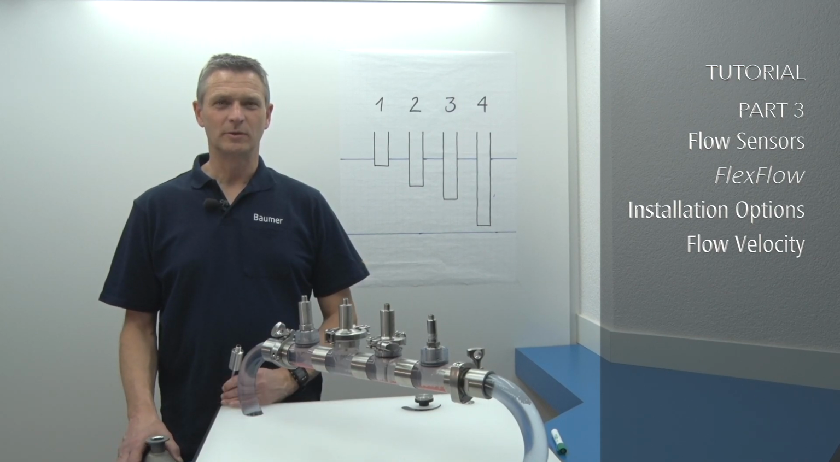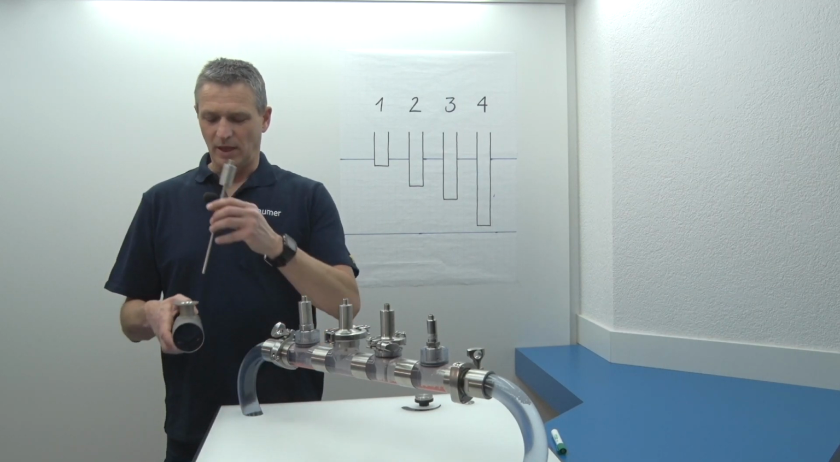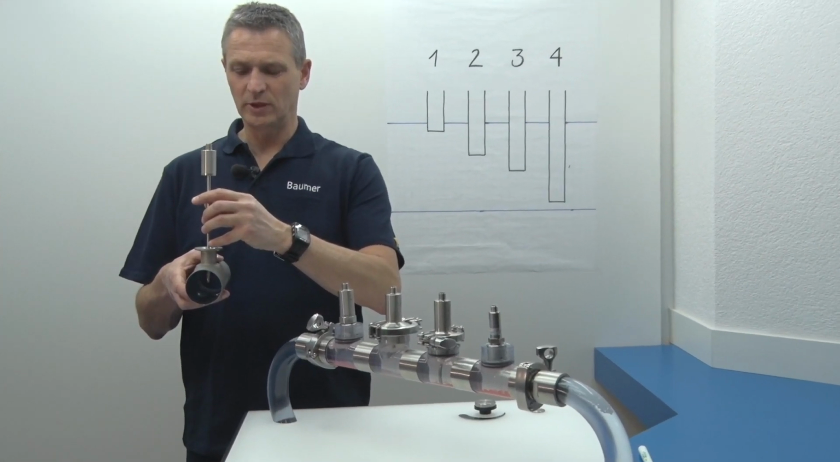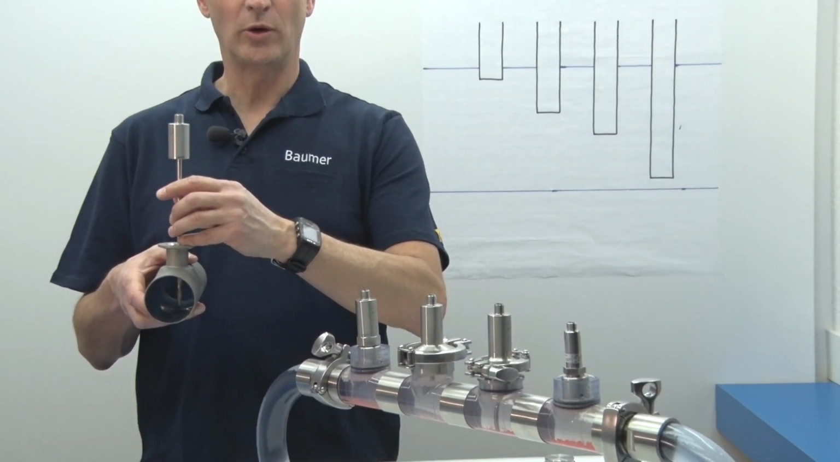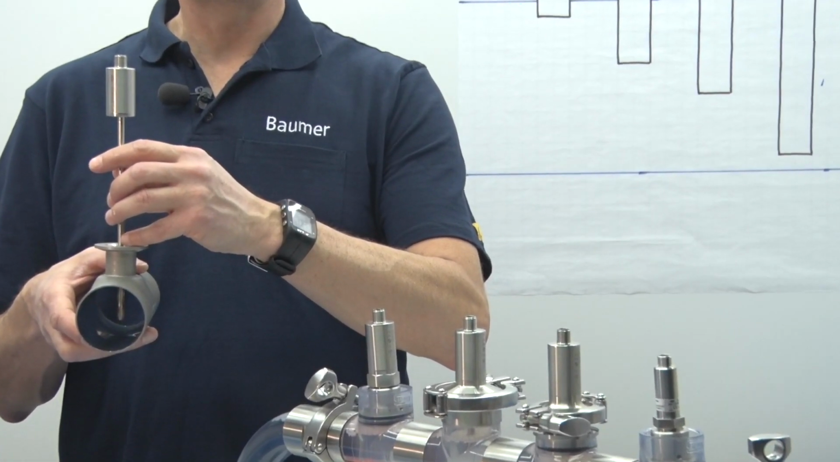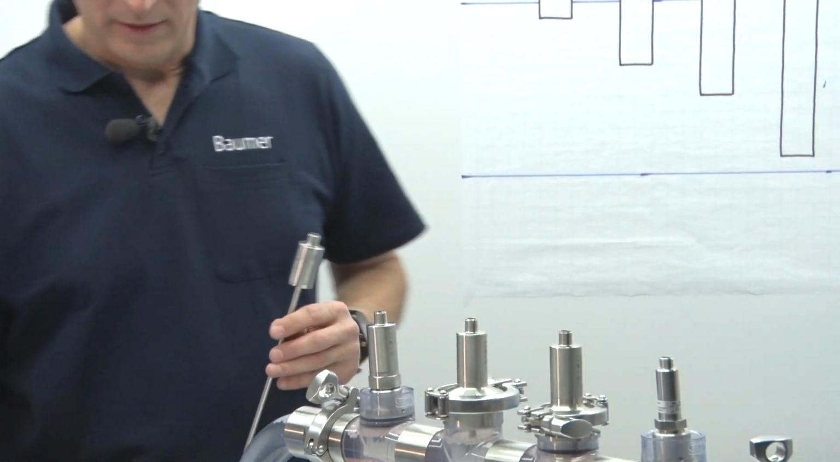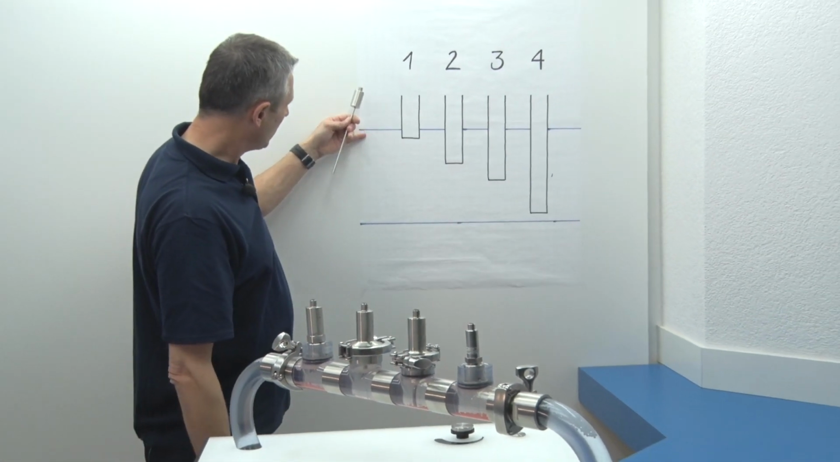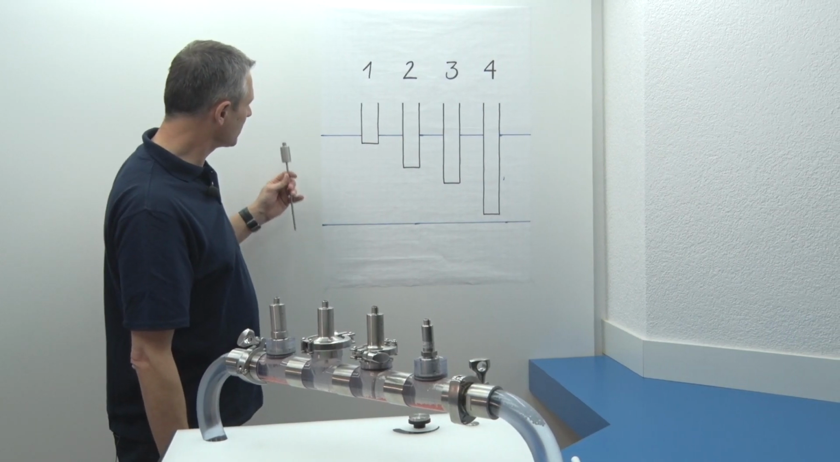In this tutorial, I would like to explain the effects of FlexFlow sensor installation. There are several installation options for the FlexFlow sensors for the optimum position of the sensor tip inside the pipe, which I will explain on the background chart. The FlexFlow installation position has an effect on the measured results.